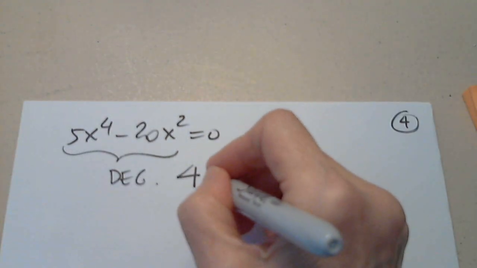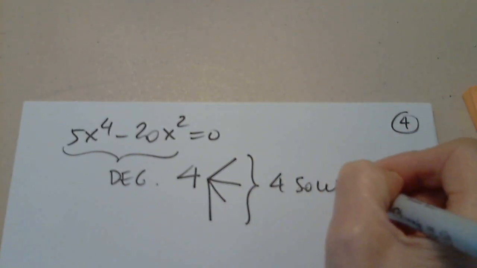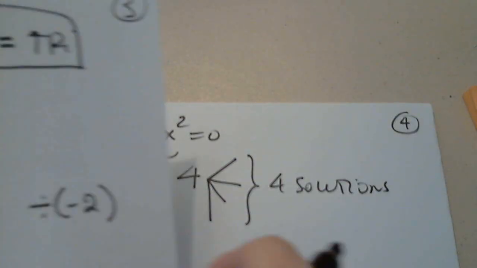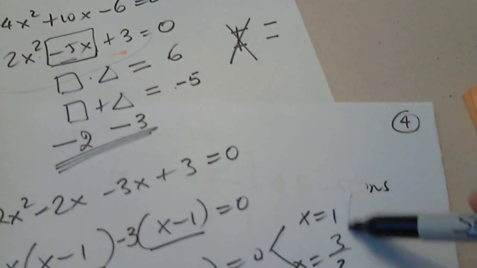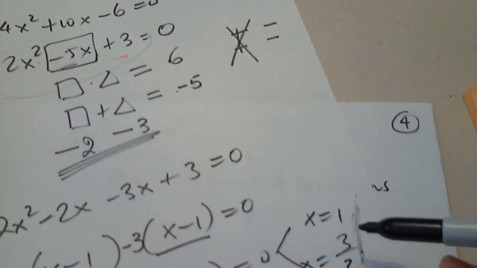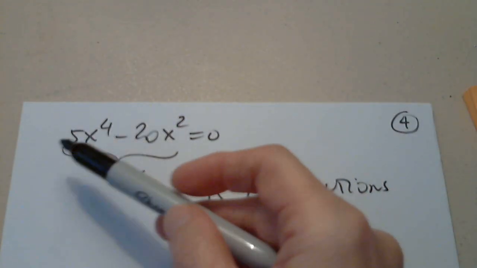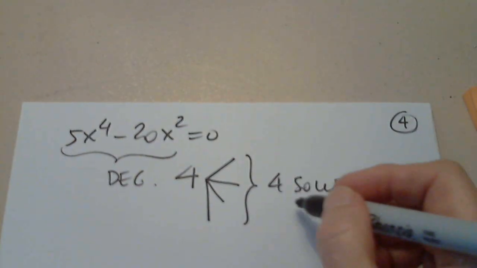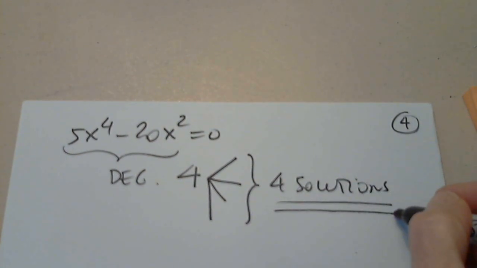Therefore, we expect 4 solutions. Let's back up for a moment. The degree of this polynomial was 2. We got 2 solutions. Even if they are the same, we have to get 2 solutions. Because the degree of this polynomial is 4. This is the leading term. The leading coefficient is 5. We expect to get 4 solutions, even if they repeat themselves.